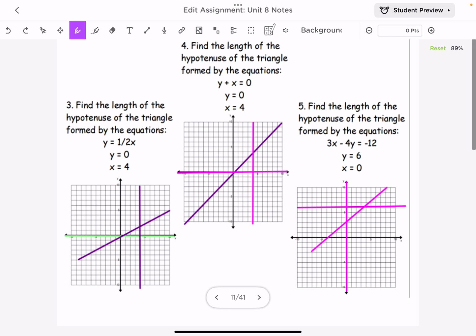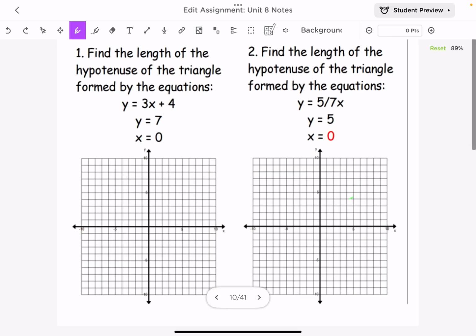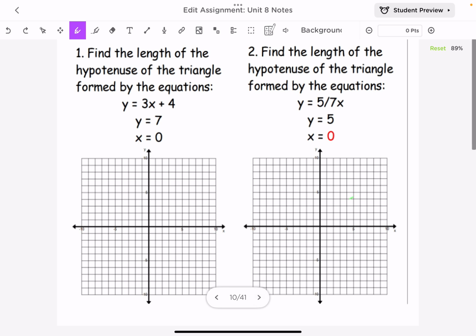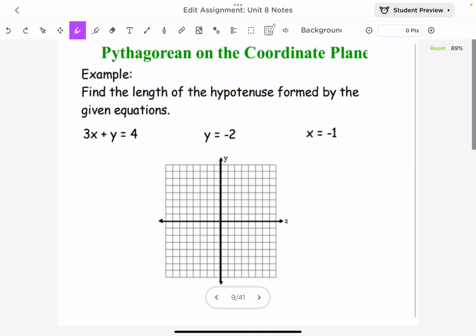All right, there are quite a few graphing ones here. I'm going to do just one of these. I don't think we need them all, and then you'll have a couple on your homework. So it says, find the length of the hypotenuse formed by the given equations. We've actually already done these this year. We just didn't call it find the length of the hypotenuse. We called it find the distance. Okay, so that's what we're going to be getting, the distance.